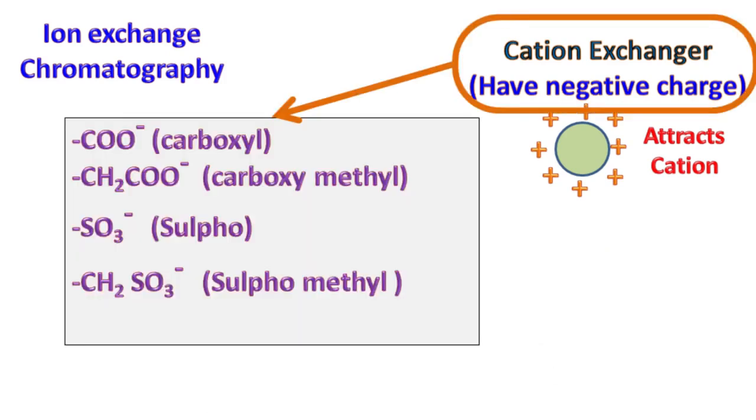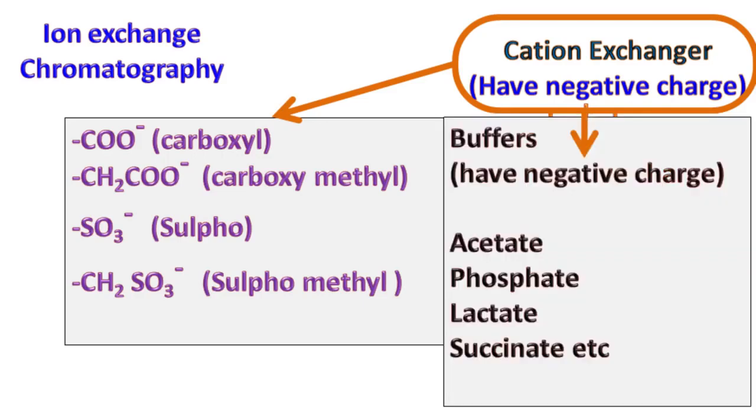Different functional groups such as carboxyl, carboxymethyl, sulfo, sulfomethyl, etc. can be used as a cation exchanger. Buffers having negatively charged ions like acetate, phosphate, etc. can be used with cation exchanger.